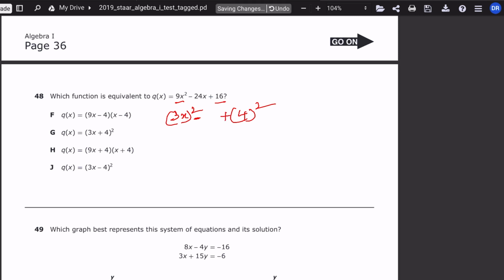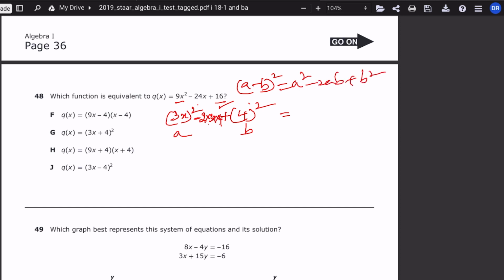Now if this is equal to 2AB, if you take this as A and this as B, 2 into 3x into 4, then what is the answer? We'll see. 2 into 3 is 6, 6 into 4 is 24. So you are getting this. Therefore (A minus B) whole squared is equal to A squared minus 2AB plus B squared. The form I wrote here is in the form of A squared minus 2AB plus B squared. So you can write this as (3x minus 4) whole squared. If this option is there, then this is the correct answer. So the 48th one, it is J. J is the correct option.